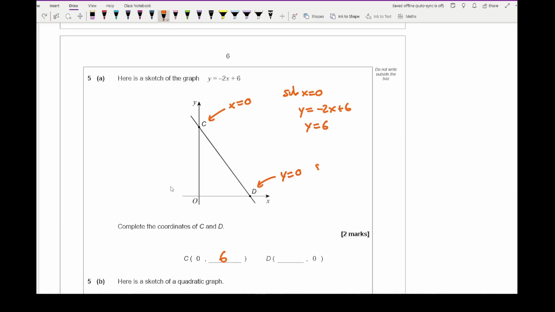And at D, y equals 0. So if I sub y equals 0 into y equals minus 2x plus 6, I've got 0 equals minus 2x plus 6. So 2x equals positive 6. So therefore x equals 3. So it's got an x ordinate of 3.